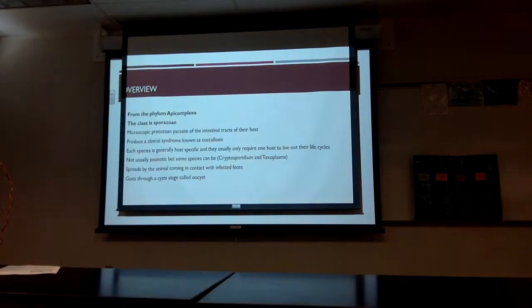All right. So the overview of Coccidia, it's from the phylum Apicomplexa. The class is Sporozoa. It's a microscopic protozoan parasite of the intestinal tracts of their host. Produce clinical syndrome known as coccidiosis. Each species is generally host-specific and usually only require that host to live out their life cycles. Usually not zoonotic, but Cryptosporidium and Toxoplasma are. They spread by animals coming in contact with the infected feces, and they have a cyst stage called oocyst.